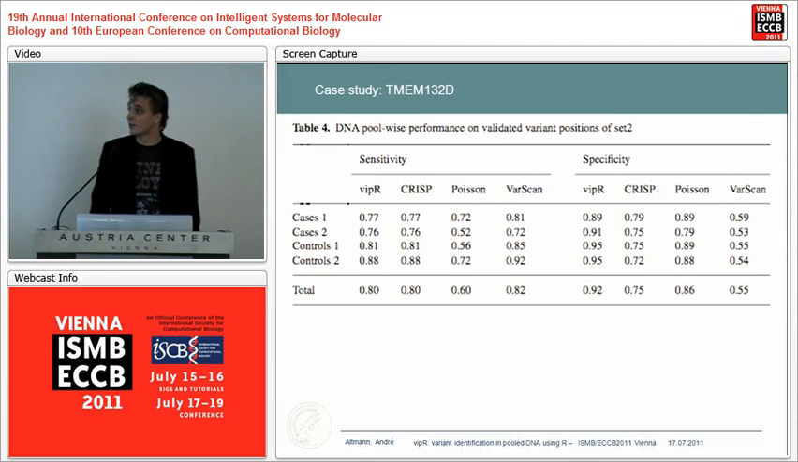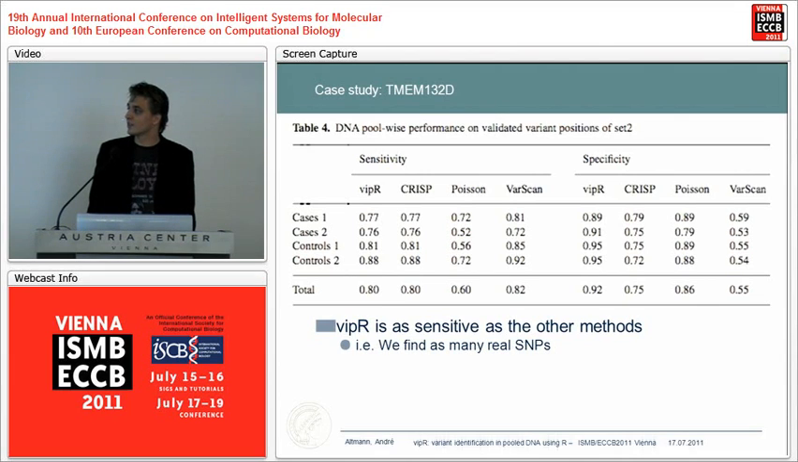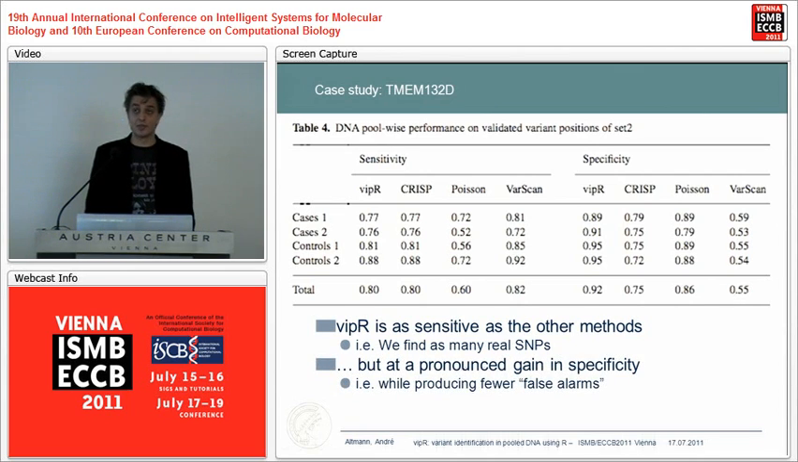So here's a brief overview of the results. Focusing on the left part, we can see that vipR is as sensitive as the other methods. We achieve a sensitivity of 0.8, same as CRISP, a little bit worse than VARScan, and much better than the Poisson. So what we saw in the power calculation, we could confirm here on real data. And if we look at specificity, vipR is really top-notch. It's 0.92, the best of all the methods, really outperforming VARScan here. So we have better sensitivity at a much more pronounced specificity.